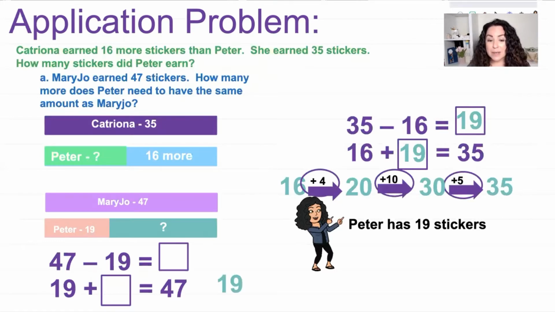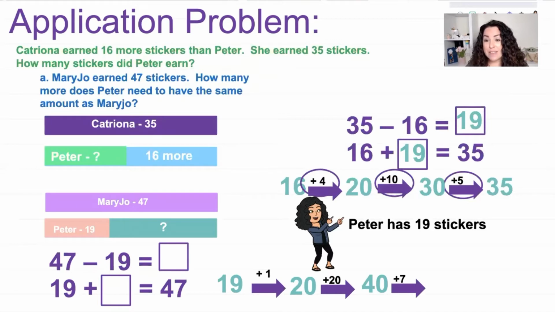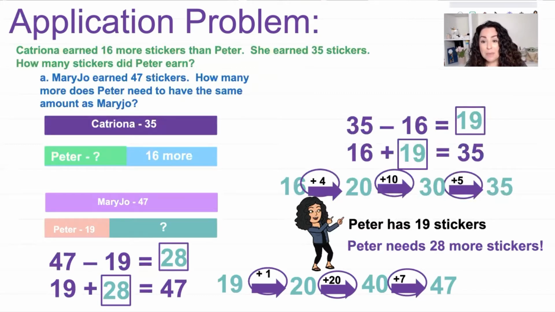So if I make an arrow way, I could start at 19, and then I want to make that a nice, friendly number. So if I jump 1, I'll get to 20. And then if I jump 20 more, that'll take me to 40. And then I just need to get to 47. So if I add 7, I get to 47. If I add those up, 20 plus 7 is 27, and 1 more is 28. So I could say Peter needs 28 more stickers to get to Mary Jo's stickers.